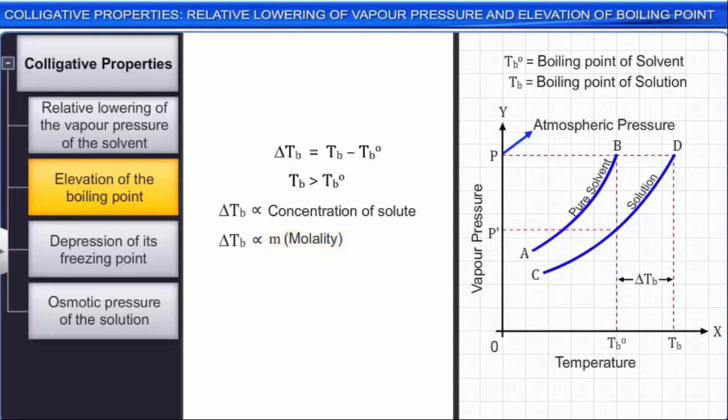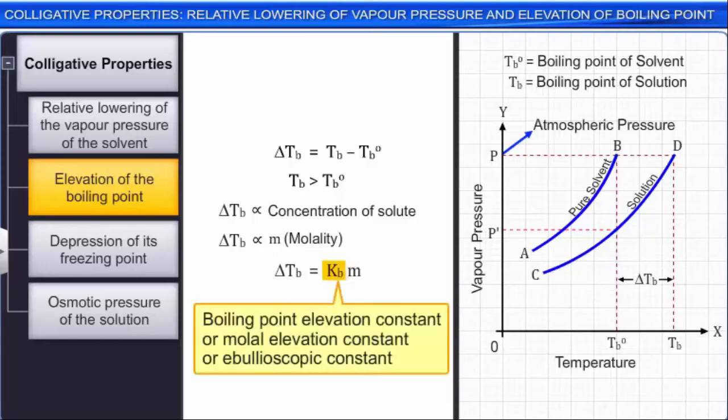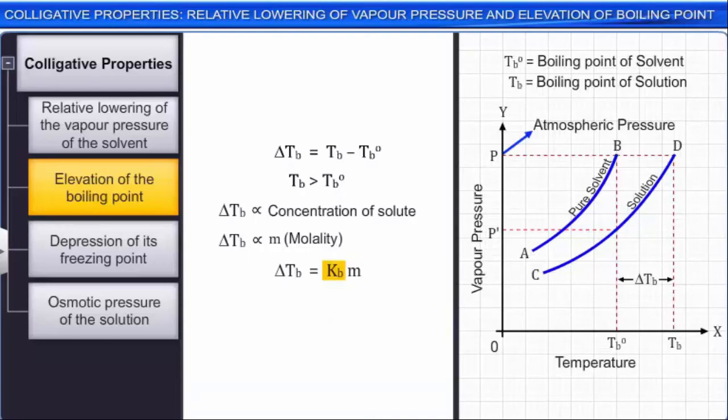Or ΔTb is equal to Kb multiplied by m, where Kb is known as the boiling point elevation constant, or molal elevation constant, or the ebullioscopic constant. Molal elevation constant is defined as the elevation in the boiling point when 1 mole of a solute is dissolved in 1 kilogram of a solvent. Thus, the unit for molal elevation constant is Kelvin kg per mole.